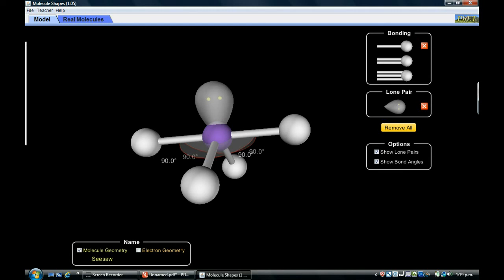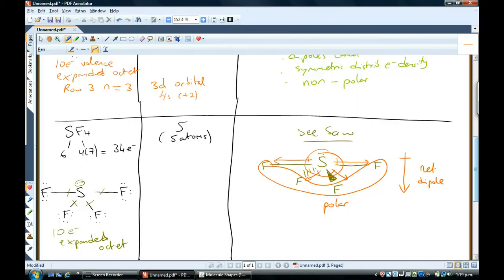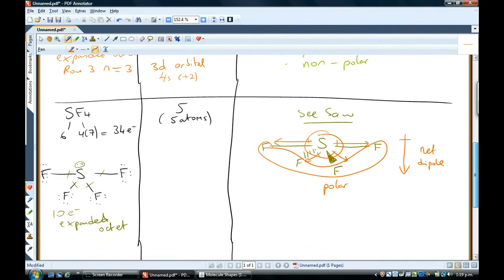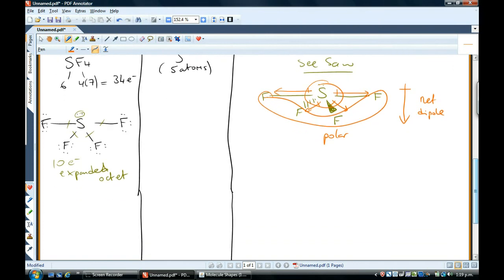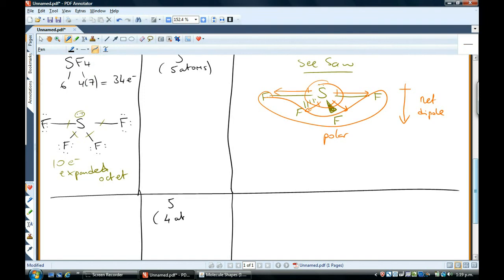So there's your 2 legs, 2 fluorines in the bottom. This is the seat of the seesaw, and there's your lone pair of electrons at the top. And the bond angles are all 90 degrees there to the central atom. So that's again the use of PhET to illustrate these shapes in 3 dimensions. So that's your seesaw. Now the third possible situation we can have for 5 electron clouds around the central atom is going to be 5 electron clouds and 4 atoms.